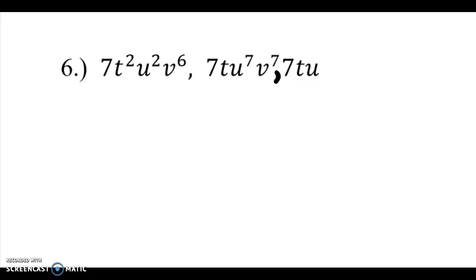So the GCF of the numbers 7, 7, and 7, the greatest common factor is 7. Looking at the variables, you have to pick the lowest exponent. So this is t squared, t, t. So t is my lowest one. u squared, u to the 7th, u. u is my lowest one. v to the 6th, v to the 7th, no v. So I can't have a v in my GCF.